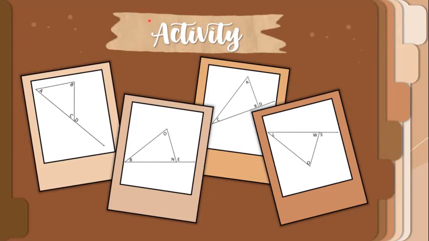Okay, now let us have an activity. In this part, you are presented with 4 different pictures of triangles. This one, and this is the other one, and the last one. The task is to identify the exterior angle and the two remote interior angles in each triangle. 2 minutes would be enough to figure out this activity, and the time starts now.